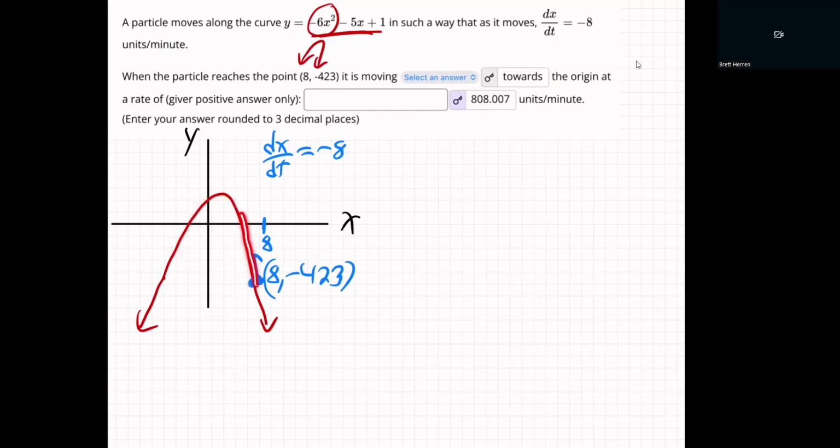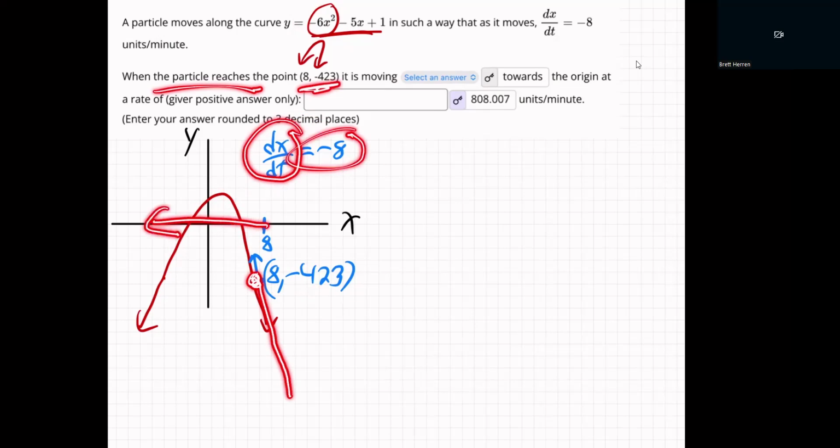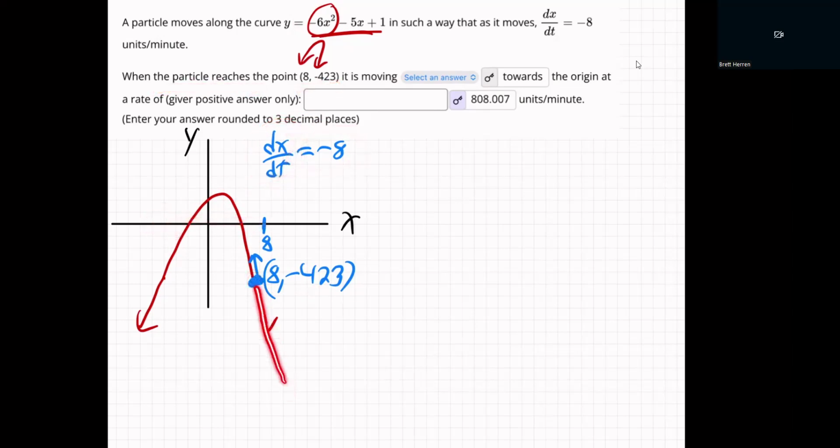Now you might say, how do you know it's going to the left, Ms. Hearn? Well, because it tells me dx/dt is -8, meaning it's right here, at the point over 8, down 423. When the particle reaches that point, its change in x is -8, so it's moving in the negative x direction, which means to the left. So right at that instant, how fast is the particle moving towards the origin? This is the origin right here, (0, 0).